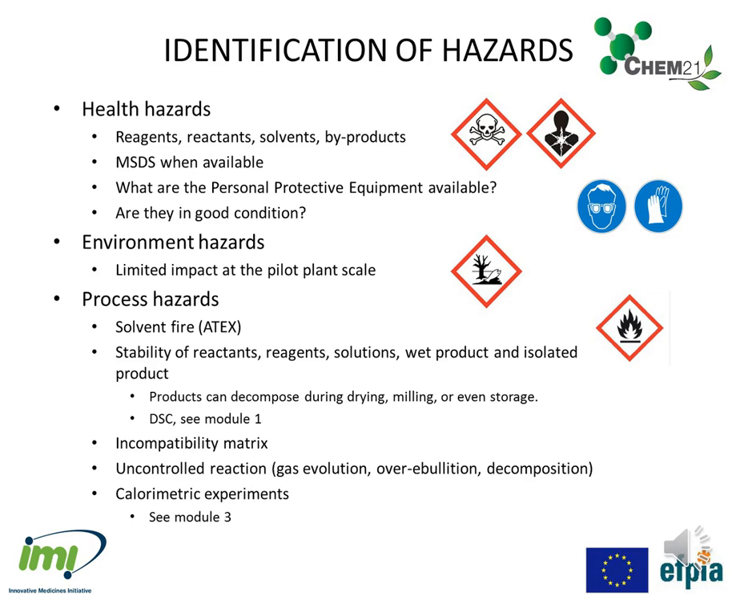Incompatibility between materials is a frequent cause of accident. An incompatibility matrix is needed. Uncontrolled reactions must be avoided. They can result in gas evolution, over-evolution, pressure buildup, or decomposition. Calorimetric experiments are a good way to prevent them, as explained in Module 3.